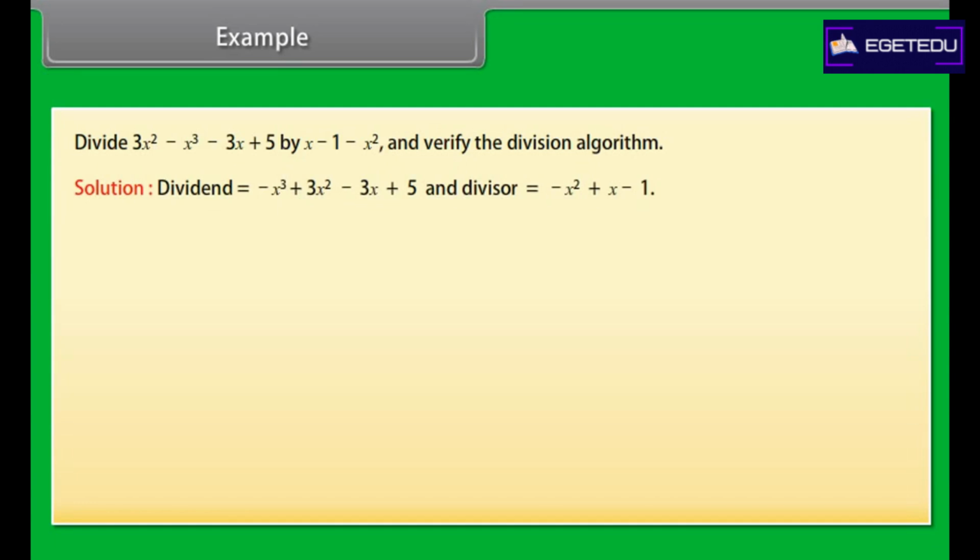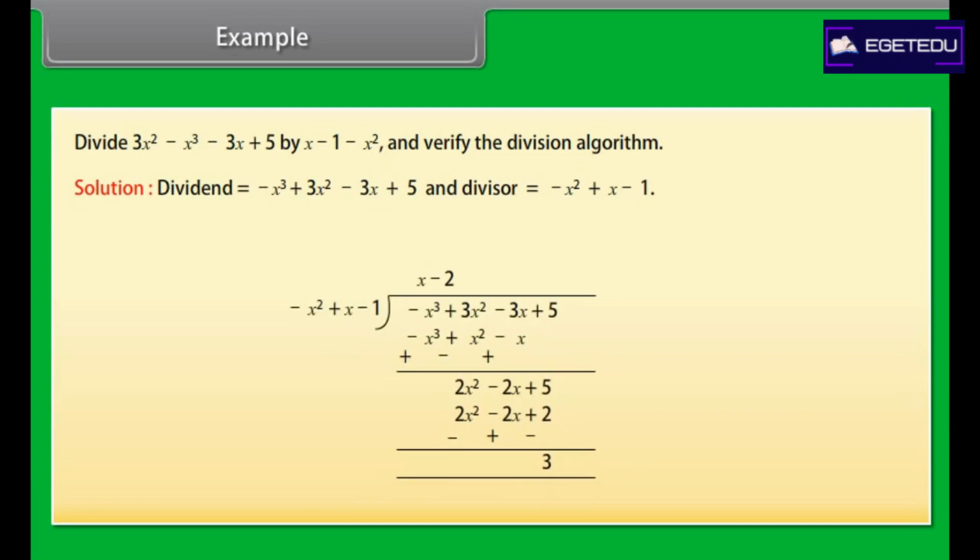We can verify the answer by using divisor into quotient plus remainder is equal to dividend. If divisor into quotient plus remainder is equal to dividend, then our answer is correct.